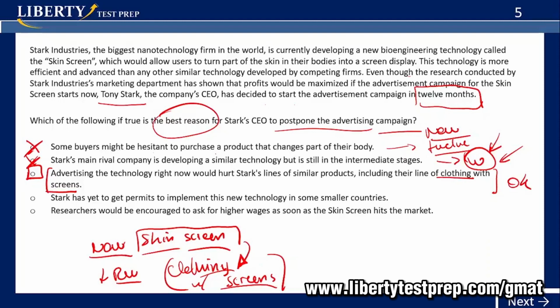That's good. Letter D, Stark has yet to get permits to implement his new technology in some smaller countries.